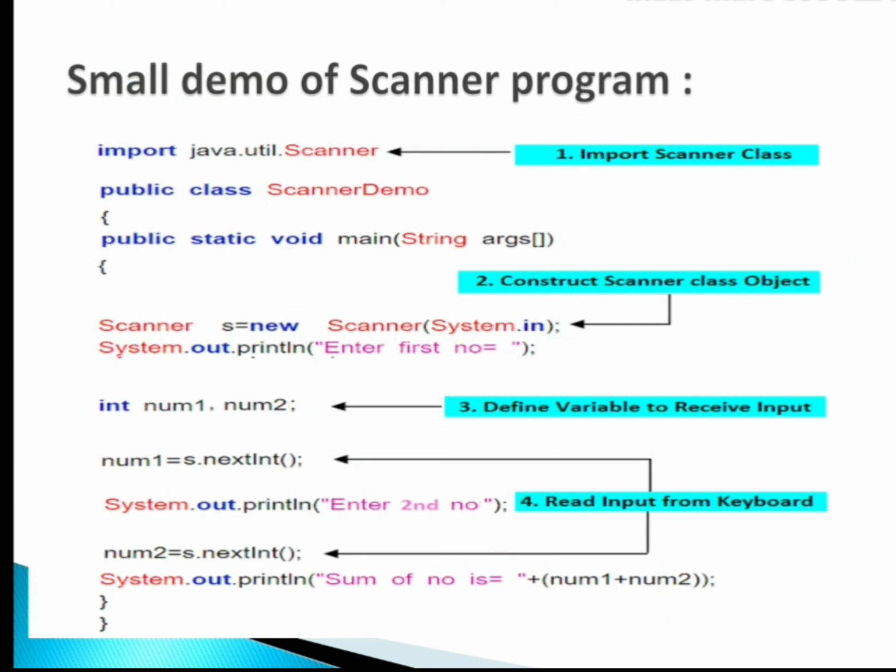Normally, if I'm writing import java.util.asterisk, it indicates we are accepting each and every class from java.util.